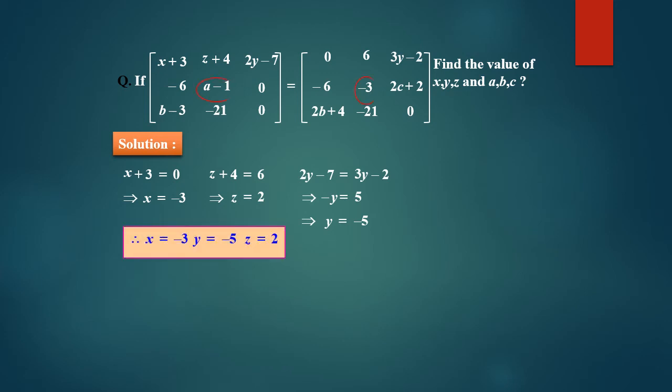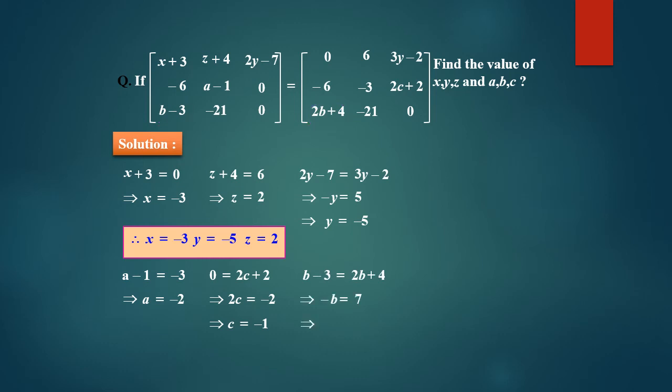Similarly, we proceed to calculate the values of a, b and c. So a minus 1 is equal to minus 3. A is equal to minus 2. Next, we equate 0 with 2c plus 2 and obtain the value of c, which is equal to minus 1. Next, b minus 3 equal to 2b plus 4. On simplifying, we get b equal to minus 7. So this is how we found the values of a, b and c. Next example.